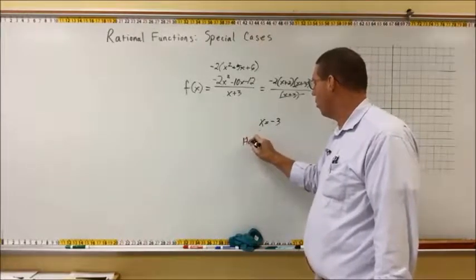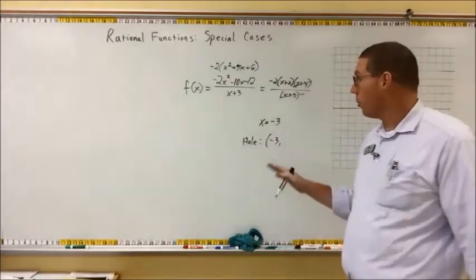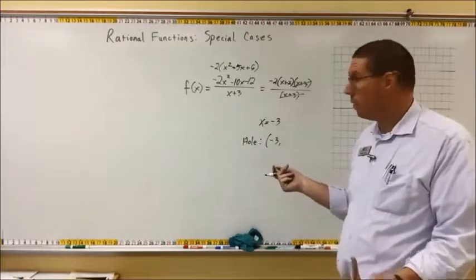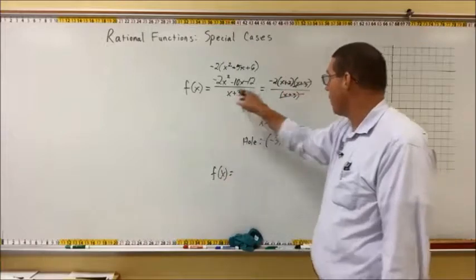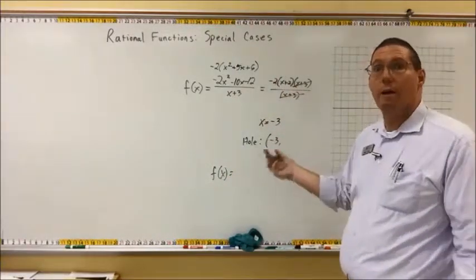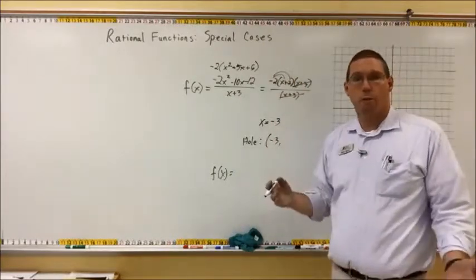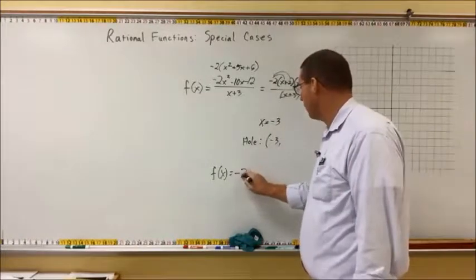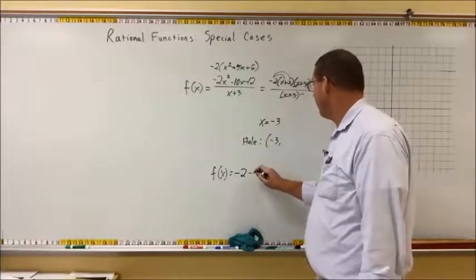Well, where is that hole? The hole is at x value -3. To find out the y value, we need to plug -3 into what's left over in the function. Well, what is left over? Our function is now basically f of x equals -2 times (x plus 2). Now I'm going to distribute the -2 back in because I've already done my factoring. There's no more canceling to be done, so now I can put it back in. -2 times x is -2x. -2 times positive 2 is -4.